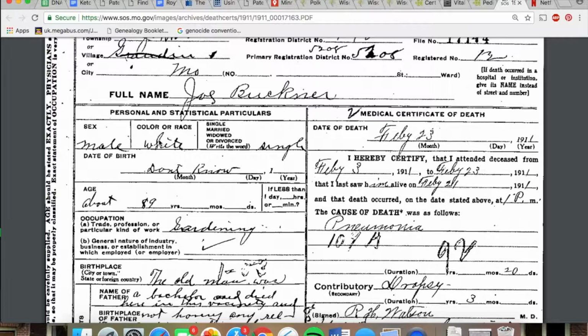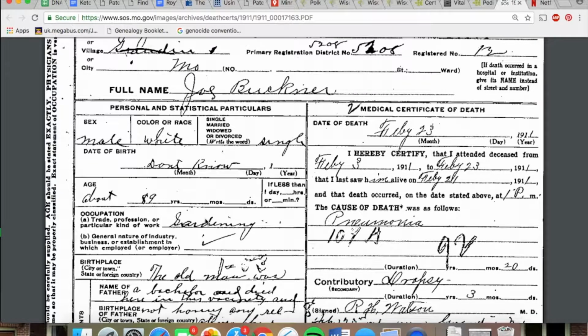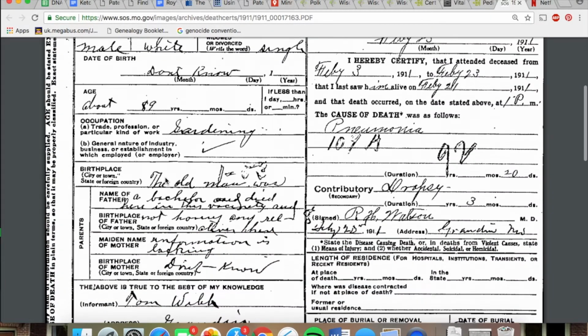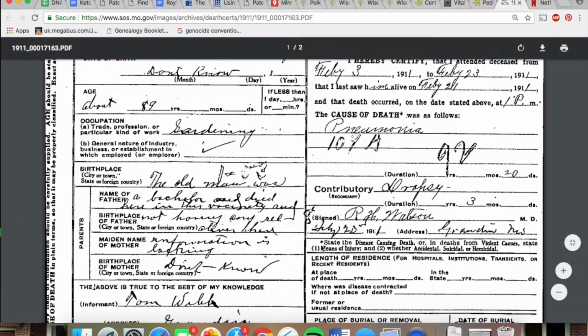So the person informing the coroner of his death didn't know his date of birth, didn't really know his age, said about 89. He just worked in his gardening because he was 89 years old, but good for Joel. And I just love this. Birthplace: the old man was a bachelor and died here in this vicinity, not having any relations. The information is lacking. Birthplace, don't know. They didn't really know anything.